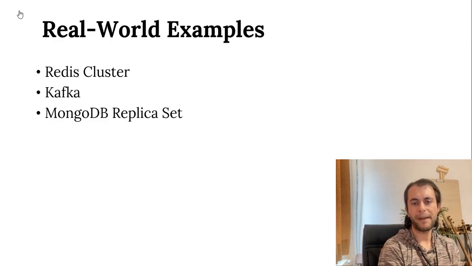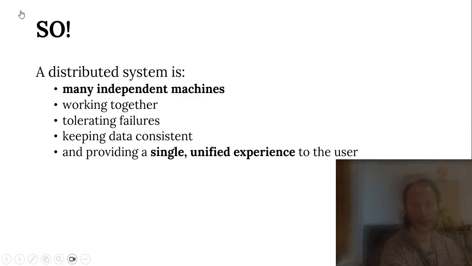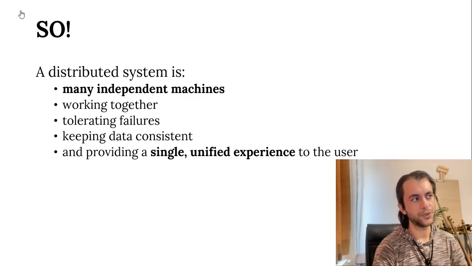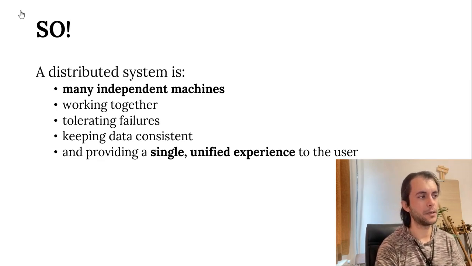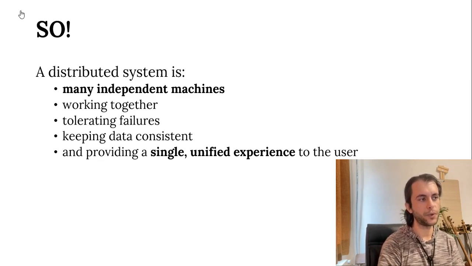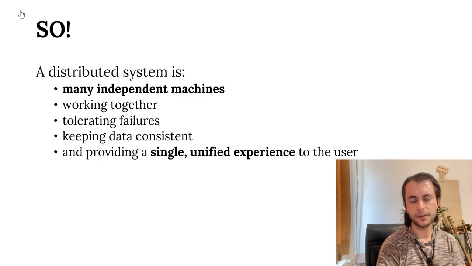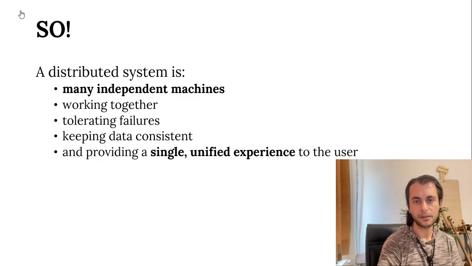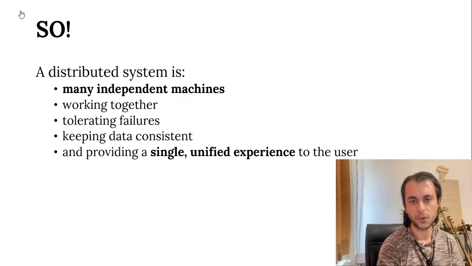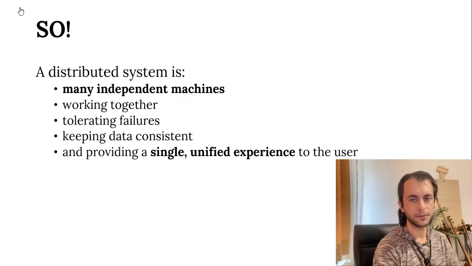And you can see a pattern emerges here: one leader and a set of followers, and I'll discuss all of these patterns in the upcoming series. Okay, to recap, a distributed system is many independent machines working together to tolerate failures, keep data consistent, and provide a single unified experience to their users. This is the foundation for modern technology.